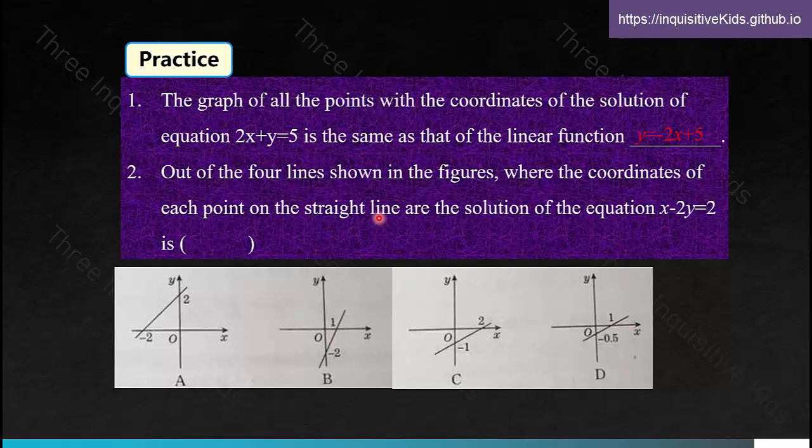Out of the 4 lines shown in the figures, where the coordinates of each point on the straight line are the solution to the equation x minus 2y is equal to 2 is, so that would be C.